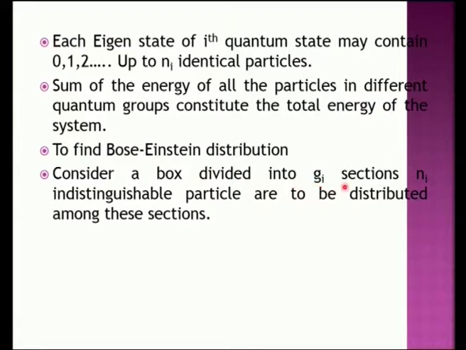Now, to find the Bose-Einstein distribution law, two assumptions are made. First, a box is assumed. That box is divided into Gi sections. Then Ni indistinguishable particles are to be distributed among these Gi sections. So, assume a box. That box can be a cuboid or cube, it can be of any shape. Then the number of particles filled in those Gi sections is Ni.